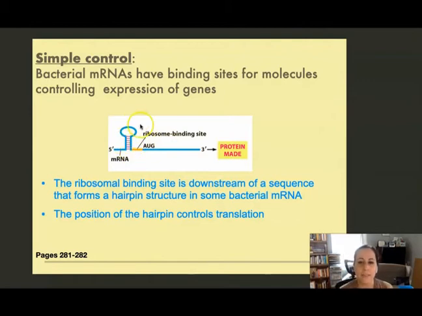And we see here that there is this funny looking structure upstream of the ribosome binding site, and this is called a hairpin structure. So you might have heard this term before. A hairpin structure is any time that you get a structure where, it's also called a stem and loop structure.